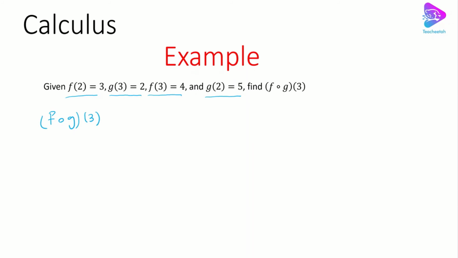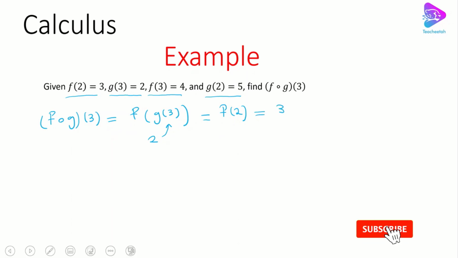So based on the definition, it is basically f of g of 3, and if we look back in the problem statement, g of 3 is basically 2. So instead of g of 3, we can plug in 2 based on the problem information. Therefore, it is going to be f of 2, and from the problem information we know that f of 2 is equal to 3, so the answer is going to be 3.